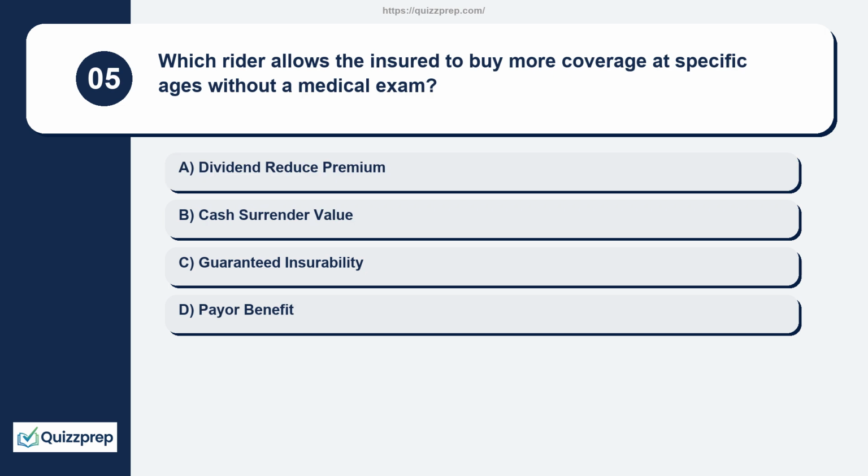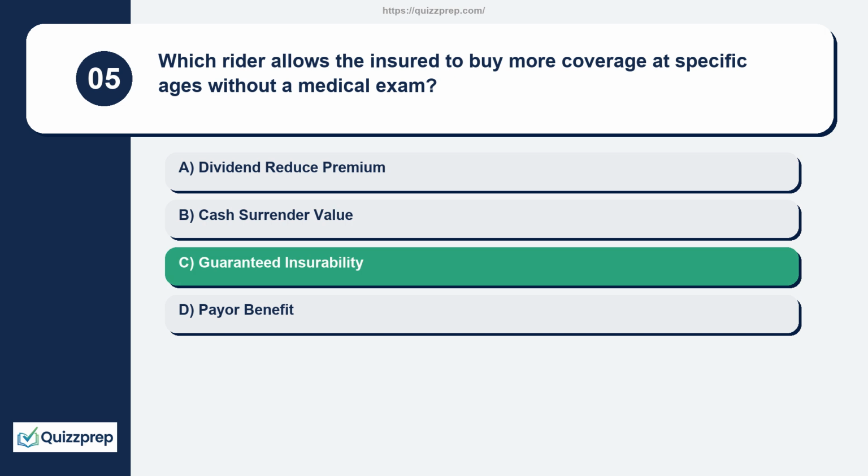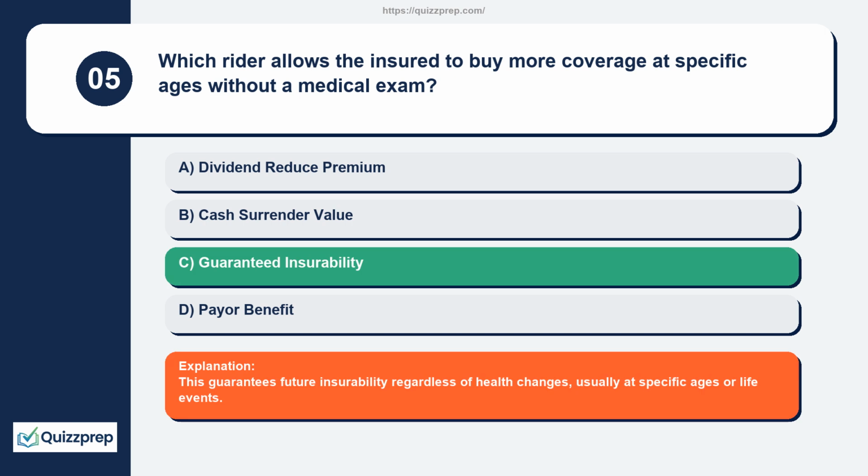Question 5. Which rider allows the insured to buy more coverage at specific ages without a medical exam? Dividend reduce premium, cash surrender value, guaranteed insurability, payor benefit. This guarantees future insurability regardless of health changes, usually at specific ages or life events.